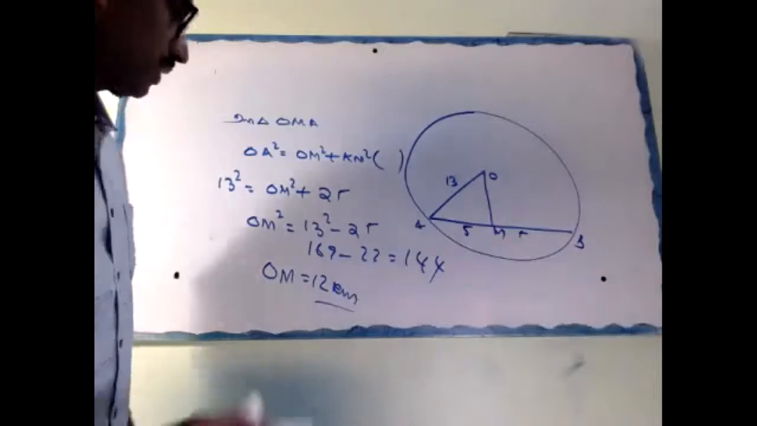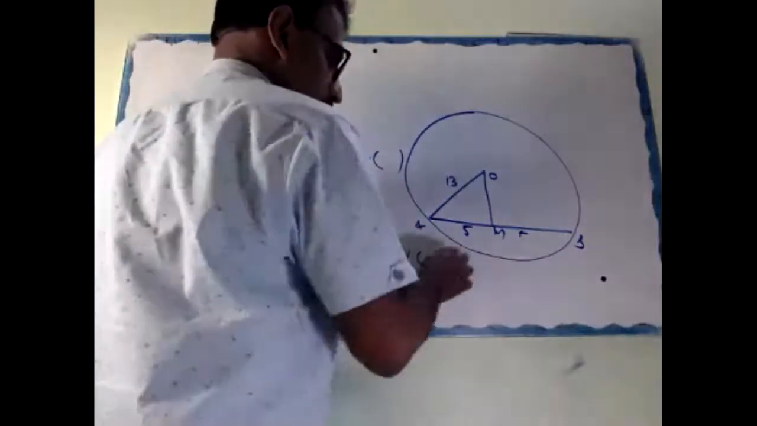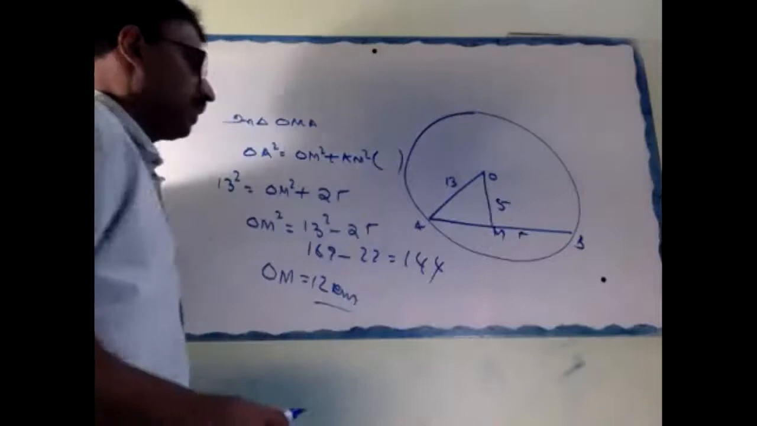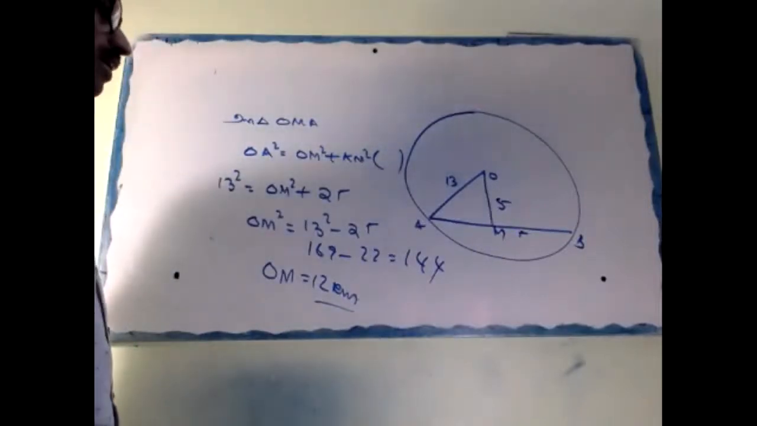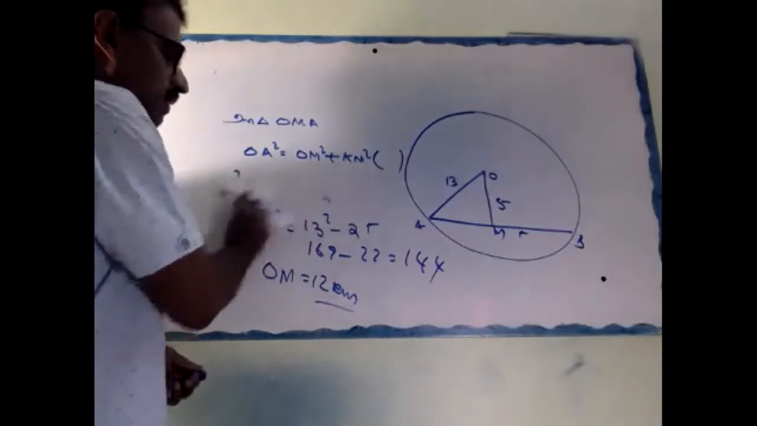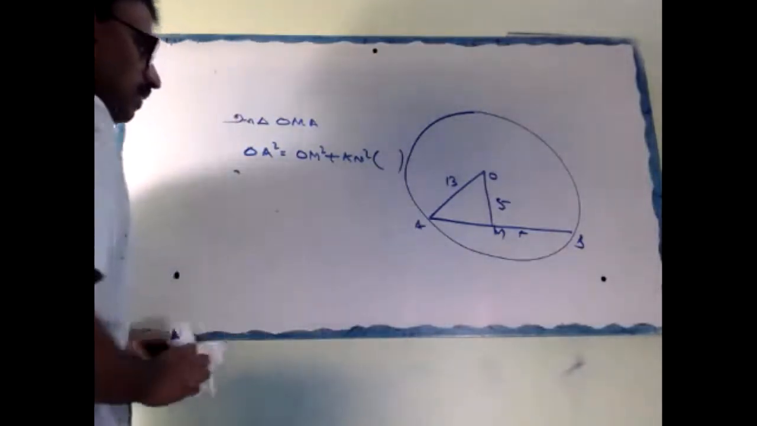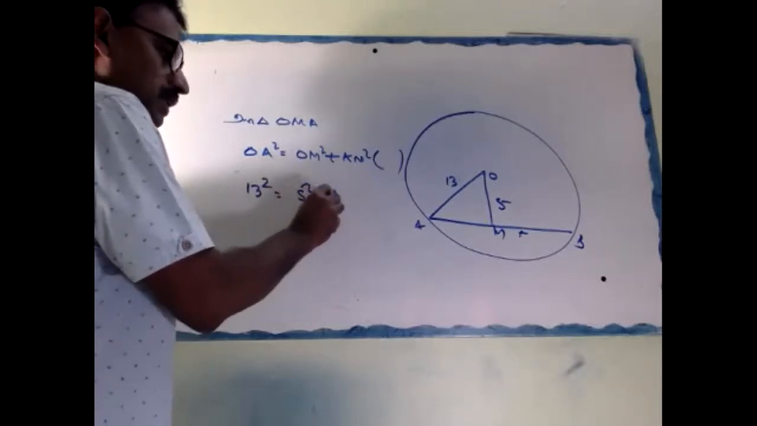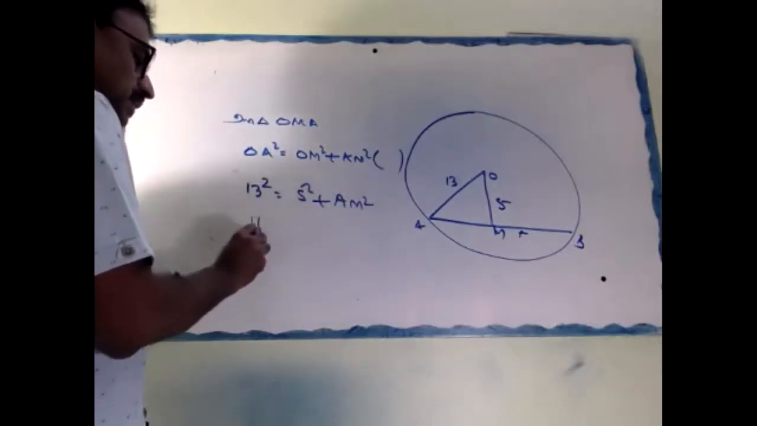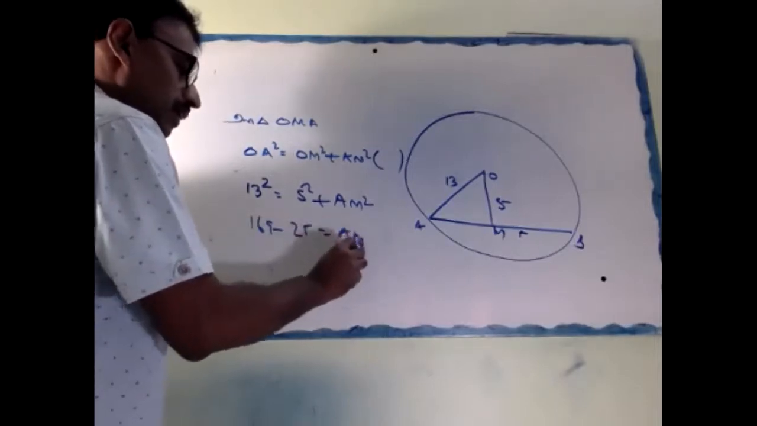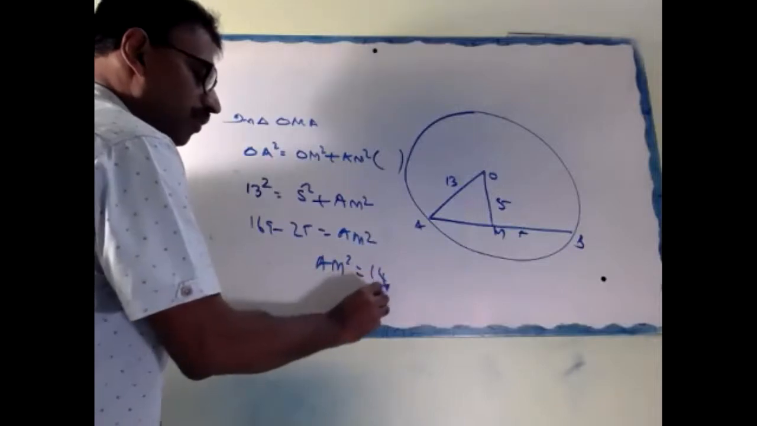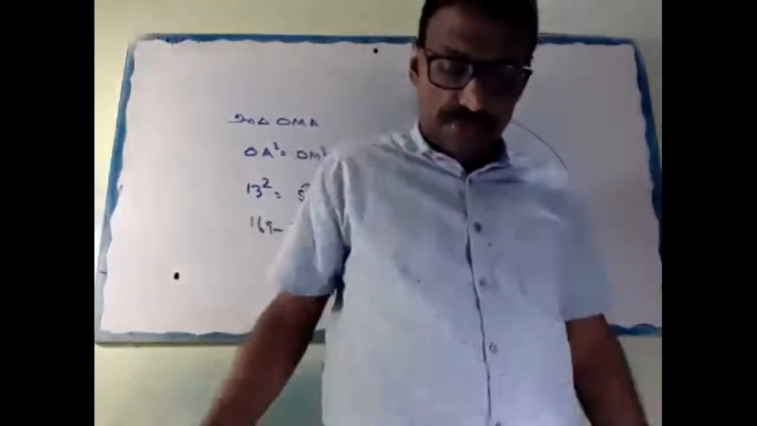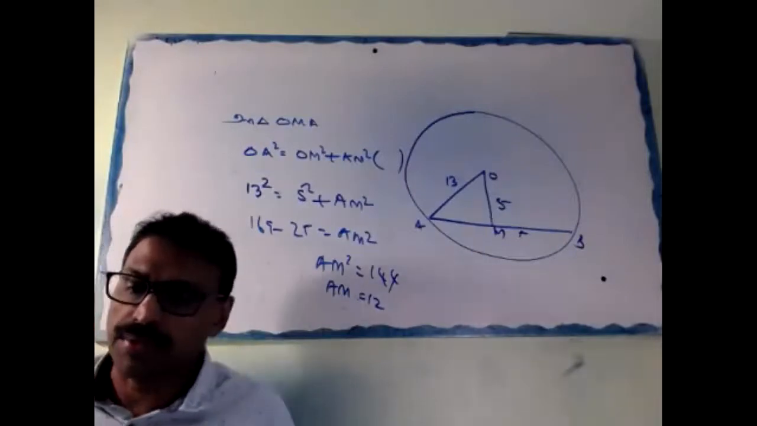Okay, same as the previous question. Look here. What is the distance? The distance is 5, correct or not? So this is the same. Then OA square, 13 square equals 5 square plus AM square. So 169 minus 25 equals AM square, AM square equals 144, AM equals 12. AB equals 24. Okay, now finished.